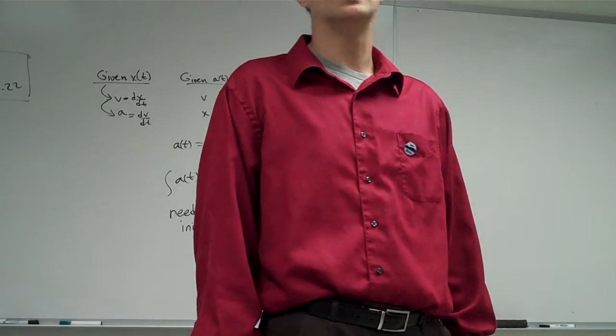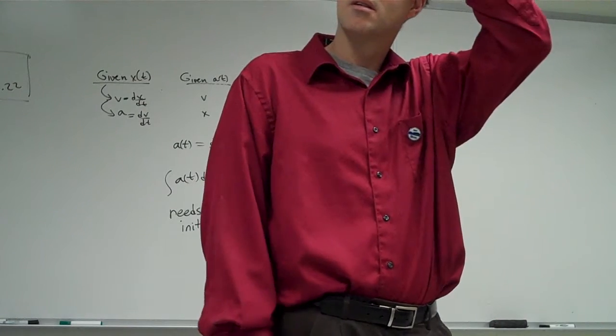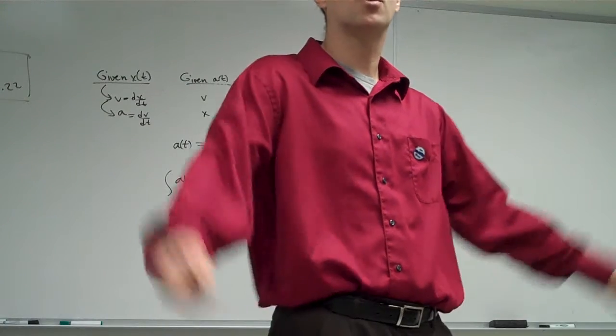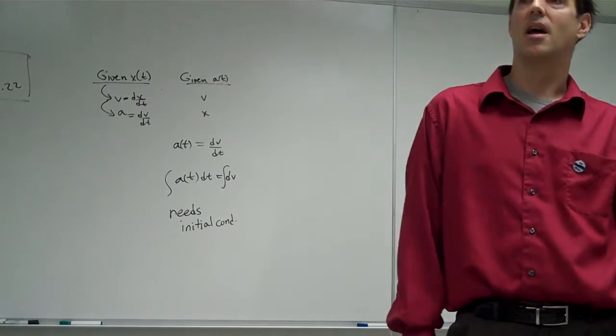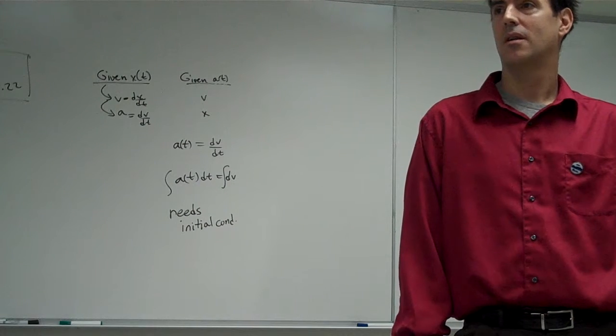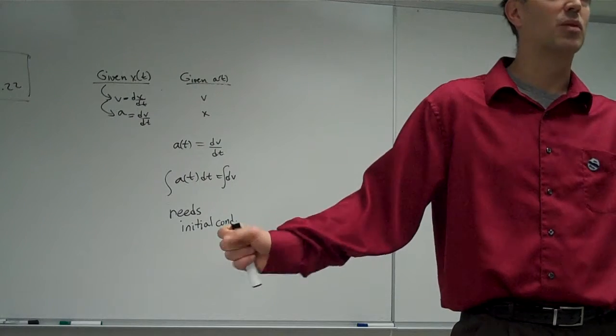Versus time, and I need to find velocity. What do I do? If I'm given a graph of velocity versus time, and I want to find the velocity at a particular time, what do I do? You just look at the point. Yeah, I just read it off the graph.